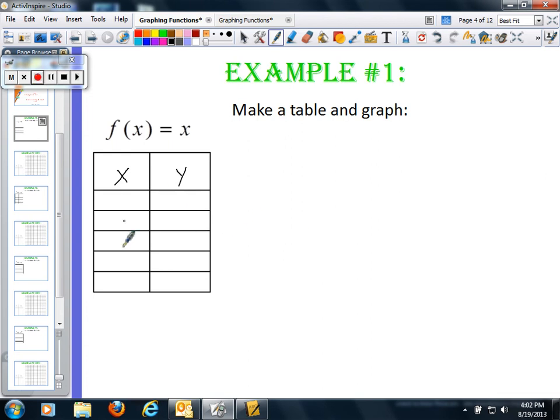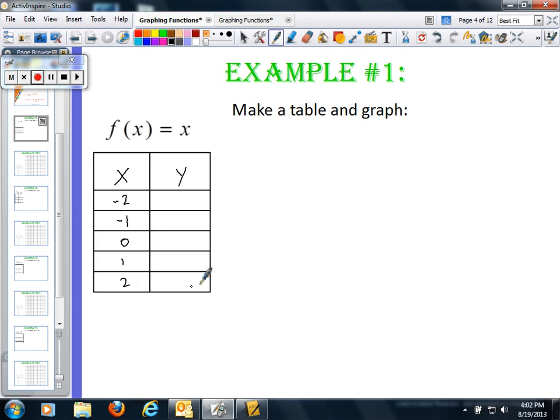So we're going to take the graph of the function f of x equals x, and what we're going to do is fill in this chart. And to fill in the chart, I'm just going to pick easy numbers to put in there. Okay, so I'm going to pick -2, -1, 0, 1, and 2. Those are just totally randomly picked. I could have picked -7, -3, -4, 5, 6, 7. I could have picked anything I wanted.